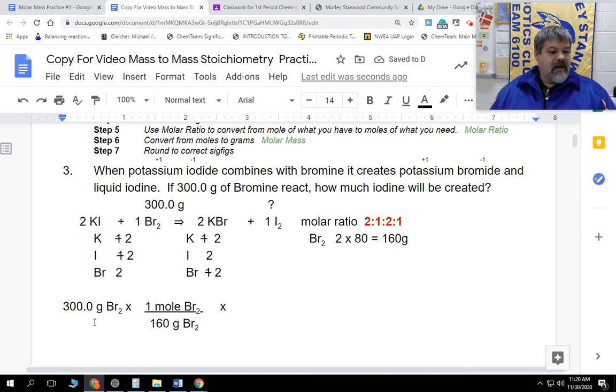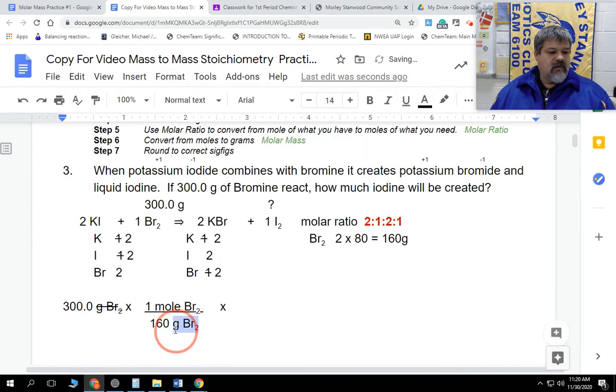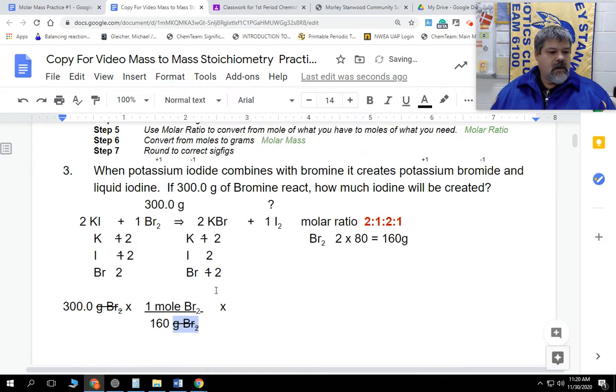Now again, if I have something on top and bottom, we can get rid of it. So we're going to get rid of grams of bromine and grams of bromine. Now I have it in moles, but now I have to use that molar ratio. So now we're going to use our molar ratio. So that means we're going to go moles of bromine to moles of iodine. Now notice they're 1 to 1. So what are we going to put on top?